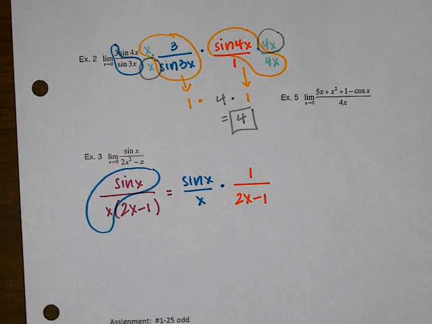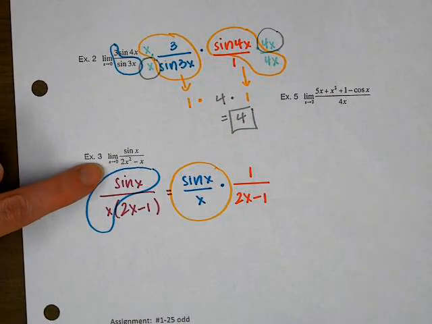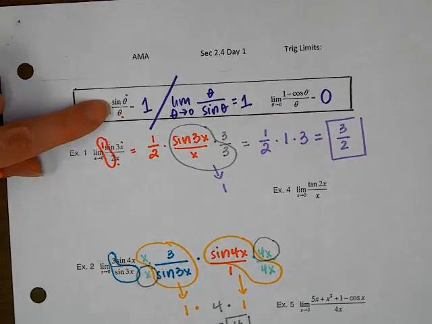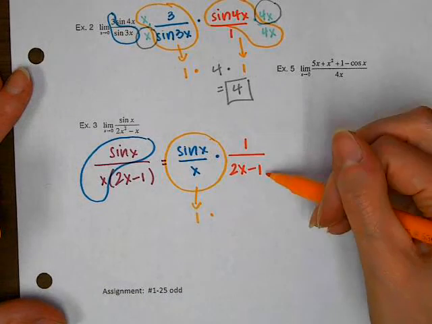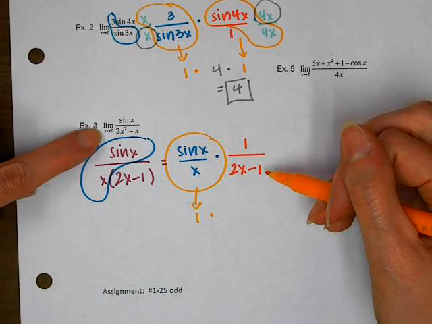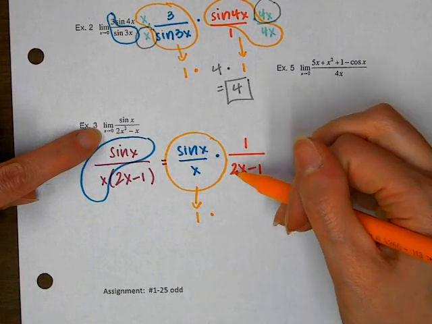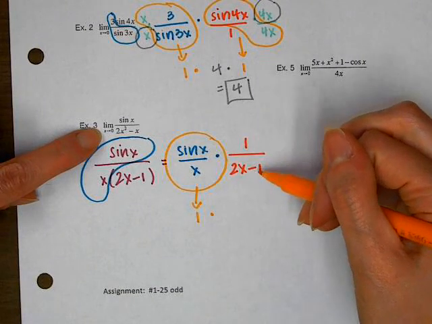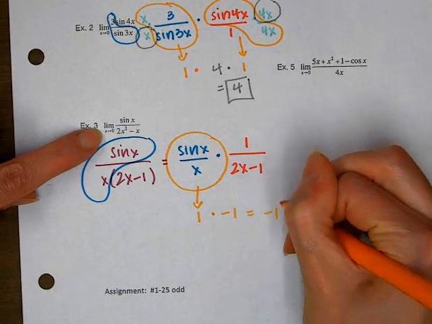Because now, what is the limit of this as x approaches 0? That's our trick. It's equal to 1. Okay, so this is 1. Now this guy, we can actually just plug in 0 for x. So what's 1 over 2 times 0 minus 1? Well, that ends up being negative 1. Therefore, the limit is negative 1.